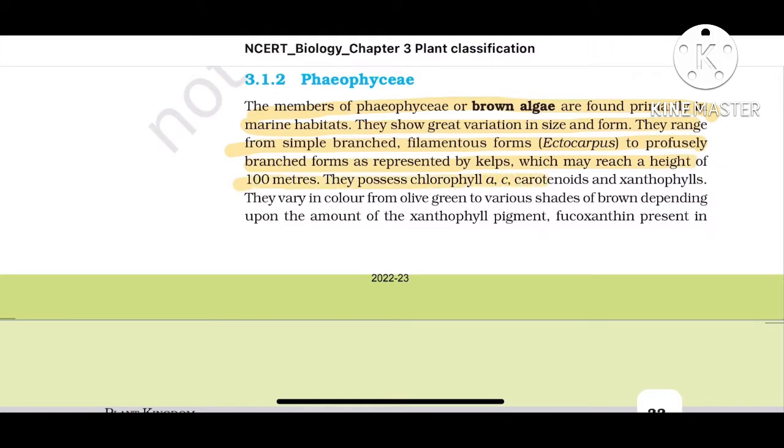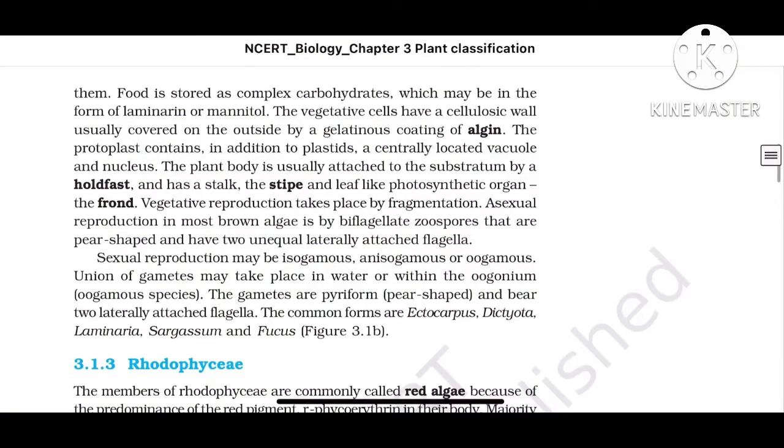c, carotenoids, and xanthophylls. They vary in color from olive green to various shades of brown depending upon the amount of xanthophyll pigment, fucoxanthin, present in them. Food is stored as complex carbohydrates, which may be in the form of laminarin or mannitol. The vegetative cells have a cellulosic wall usually covered on the outside by a gelatinous coating of algin.